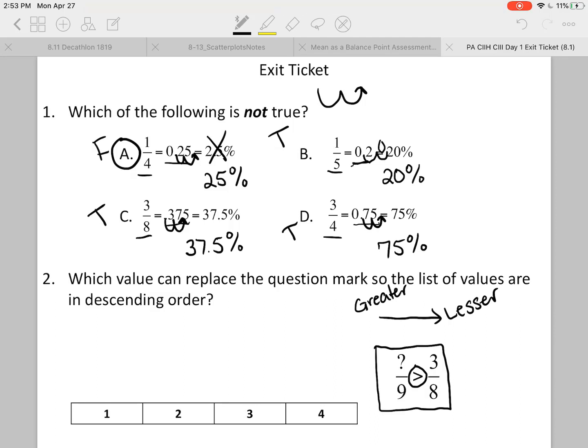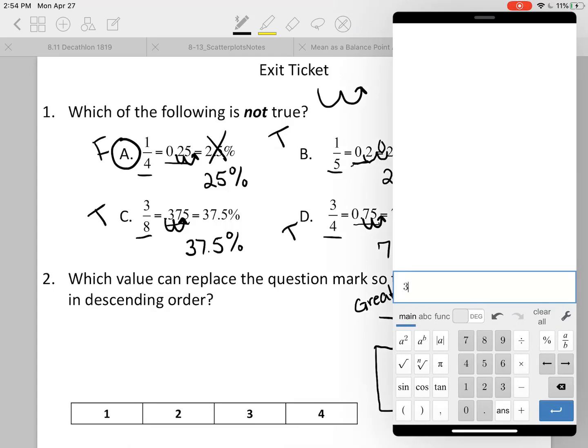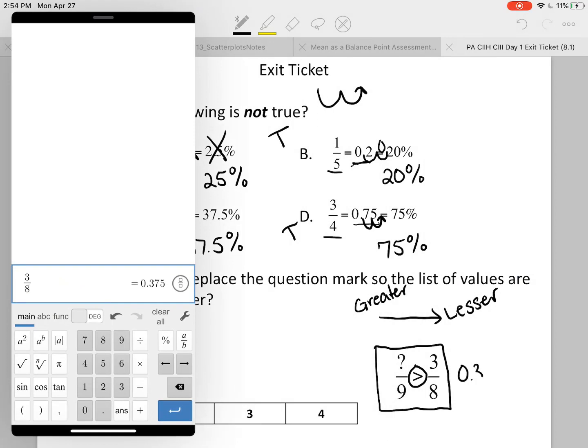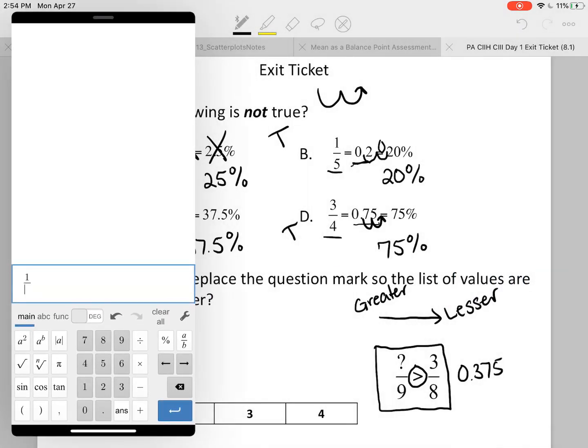The easiest way to compare fractions is to turn them into decimals. So let's go ahead and turn 3/8 into a decimal. 3 divided by 8 is 0.375. Whatever we replace the question mark with, when we divide it by 9, it needs to be a decimal that is greater than 0.375. Let's start with 1. 1 divided by 9 is 0.111 if we round to the nearest thousandths place.